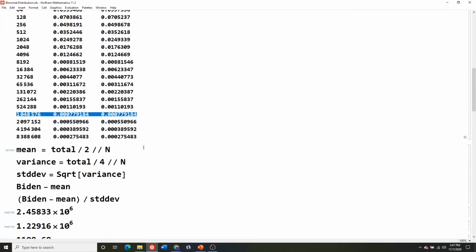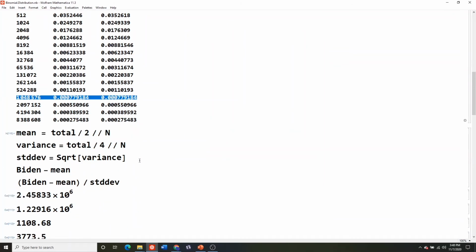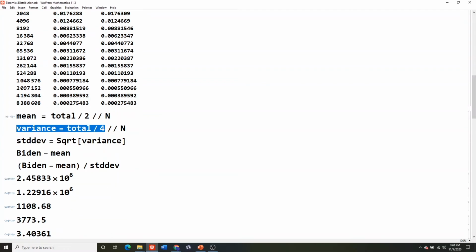But then I said, okay, what if we make the binomial distribution for this coin flip to look at the variance and standard deviation? How close are we to what we would expect with this kind of model? So the mean is just the total number of votes divided by 2. The variance, a property of the binomial distribution, is just the total divided by 4. And the standard deviation is the square root of the variance. So here the standard deviation is about 1100.